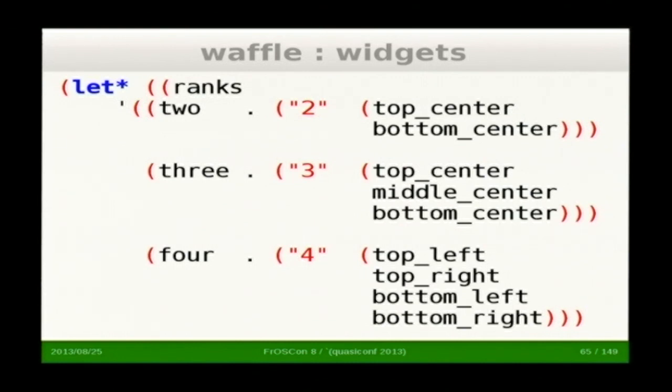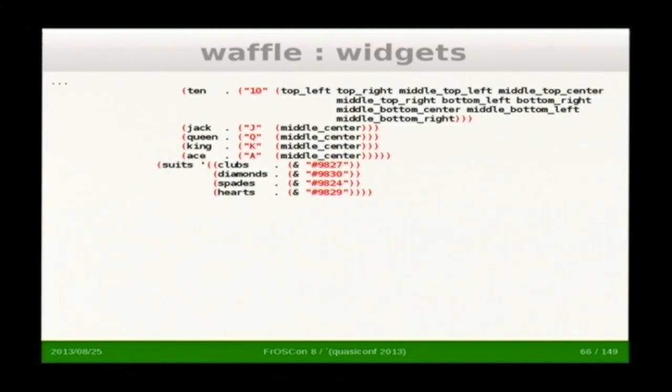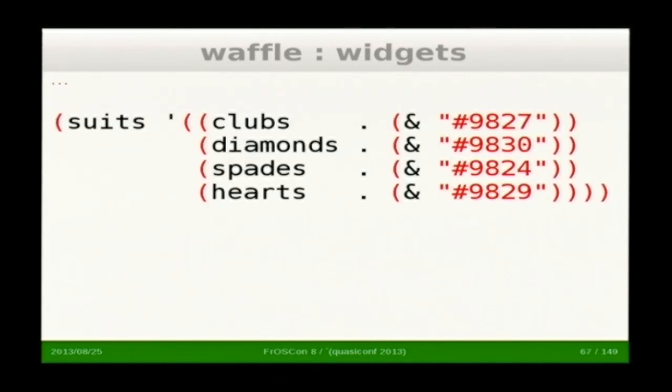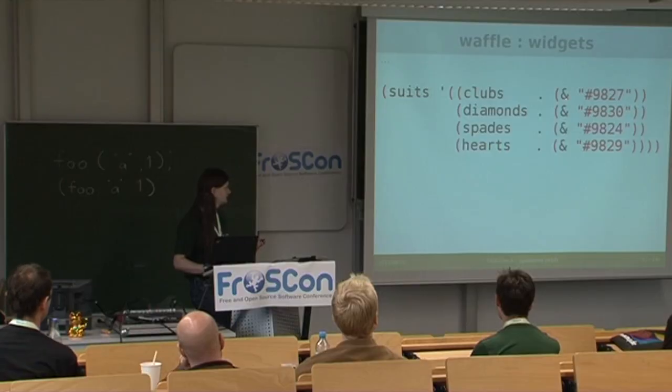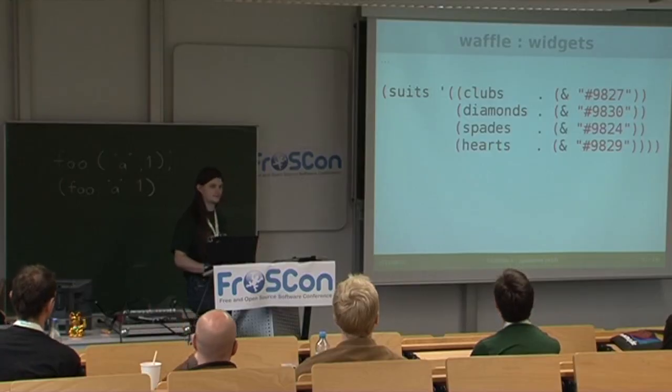We just have this A-list of ranks, which is each rank in turn and what the card looks like. And then we have the suits, a similar A-list for the suits. So the clubs is this HTML entity, which looks like a little clubby thing. And this ampersand again is SXML for HTML character entities. When you serialize them, they turn into the correct HTML thing.